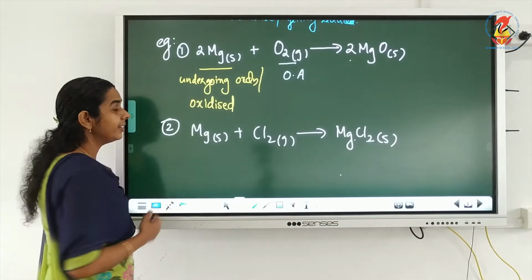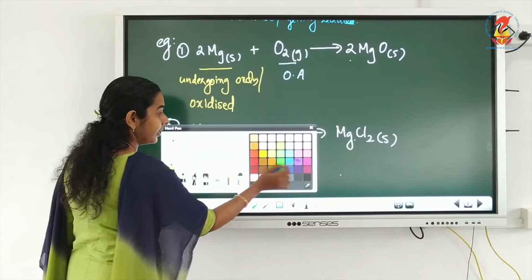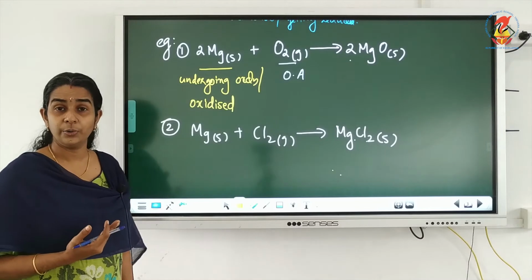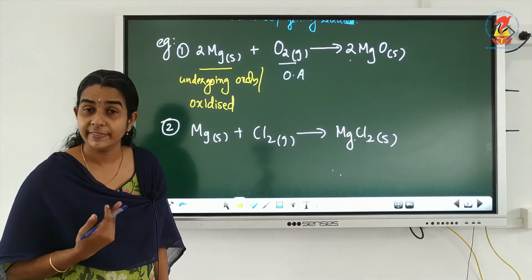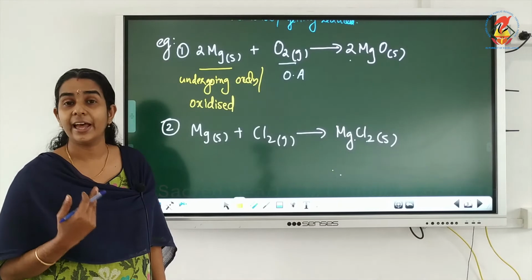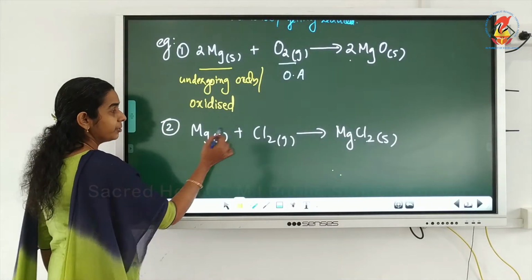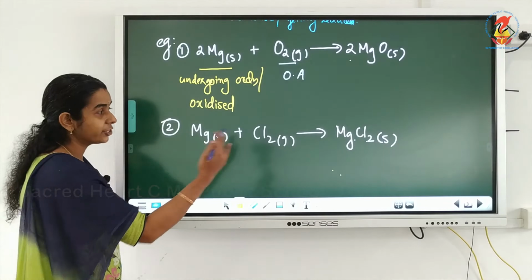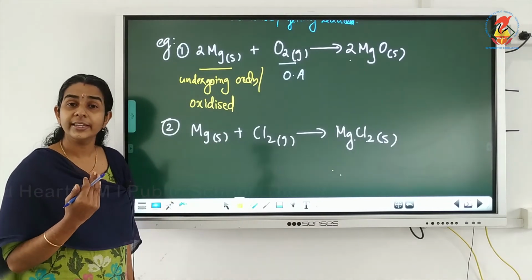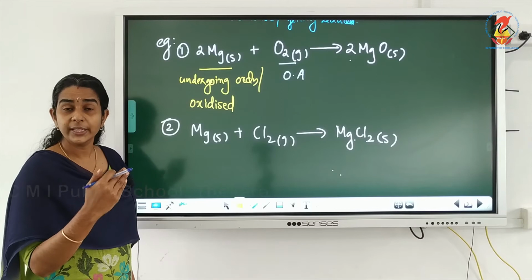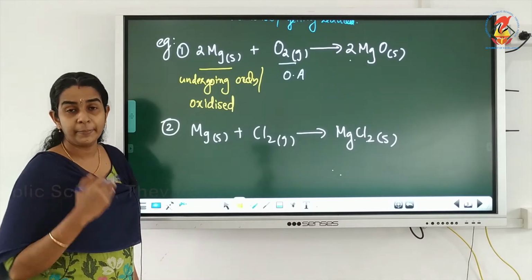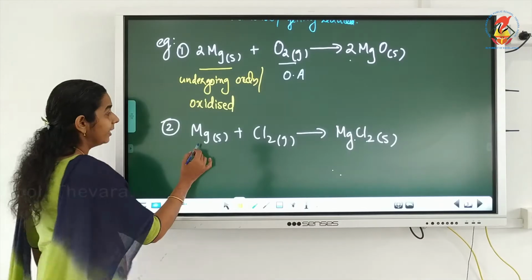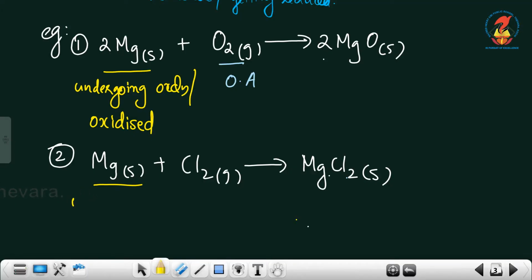In the second equation, magnesium is combining with chlorine. We know that chlorine is a highly electronegative element because it is a group 17 halogen. So here magnesium is combining with chlorine to form magnesium chloride. Magnesium is combining with a highly electronegative element. So we can say that magnesium, Mg, is undergoing oxidation, or getting oxidized.